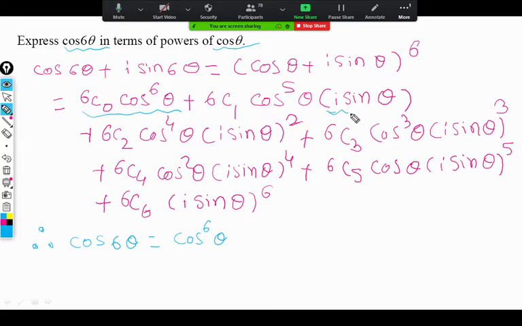Are you getting? Sir, but in the question only cos 6 theta is given. Yes, obviously cos 6 theta is given, but we are using De Moivre's theorem to get that value of cos 6 theta. So to use De Moivre's theorem, we should have the entire term 6 theta. So actually from this expansion, we can get a formula for cos 6 theta as well as sin 6 theta also. But we are not interested in sin 6 theta, so we are equating only the real part here. Okay.